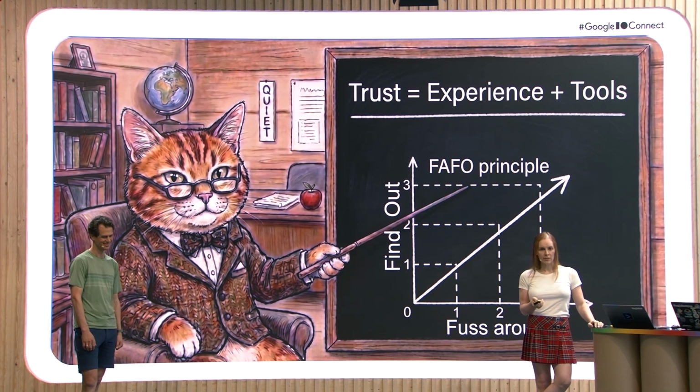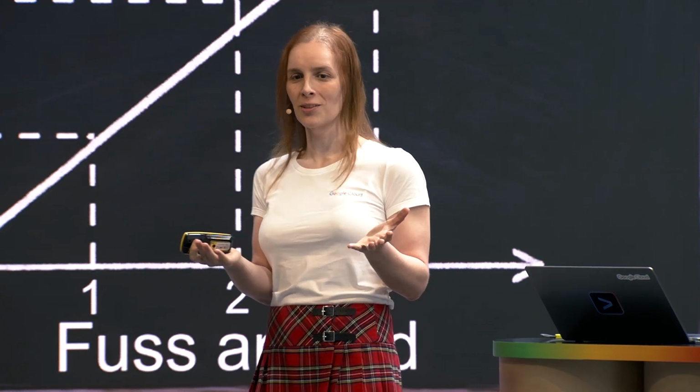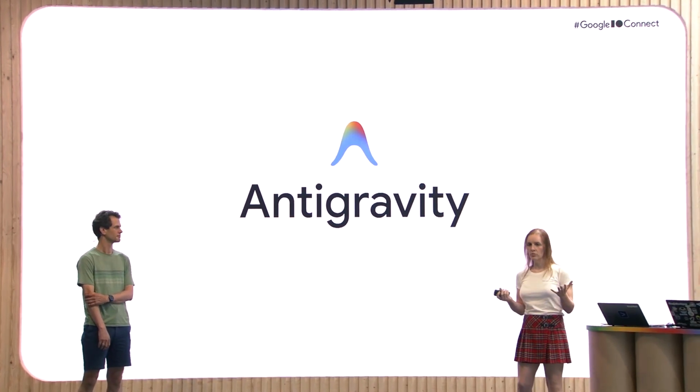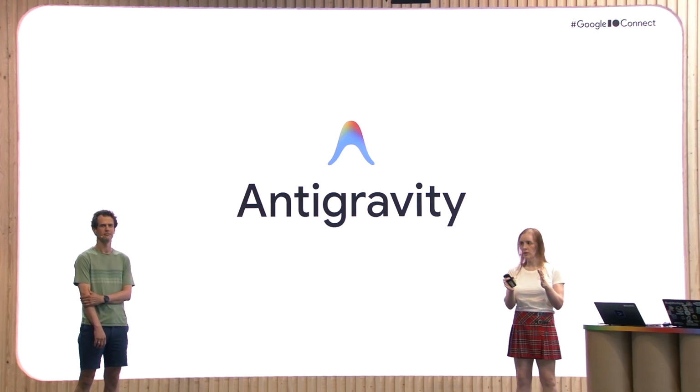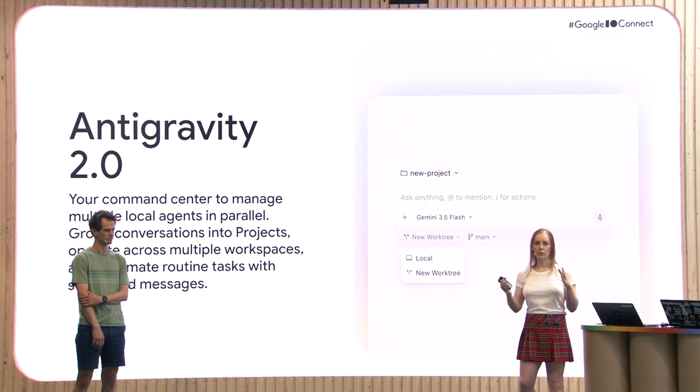So with that said, now we can start thinking about what tools we can offer. We cannot give you the experience. This you need to experience for yourself. But we can help with the tools, right? And this is where Anti-Gravity comes in. Anti-Gravity is our new generation of coding agents. It became, from a single IDE, now Anti-Gravity 2.0, actually a family of applications.